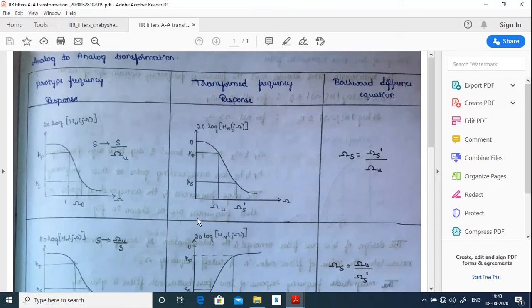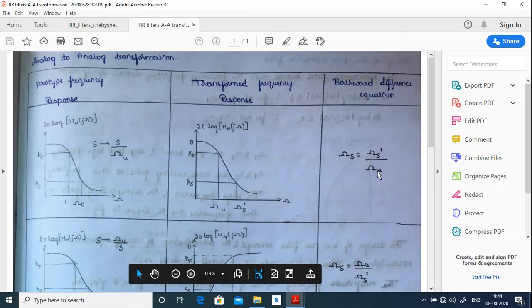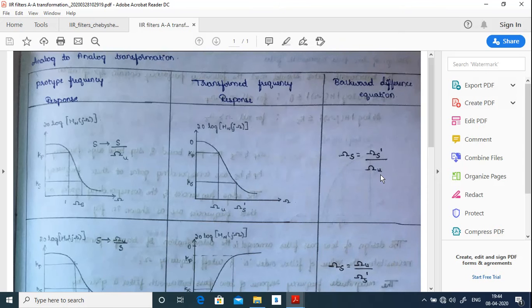Have they given you omega u as well as omega s dash, which is the upper cutoff frequency and another frequency corresponding to stop band gain? Yes, of course, they have given you these values. So you can make use of this formula, that is omega s is given by omega s dash by omega u. As I already mentioned, in some cases they'll mention it as omega p. Both are one and the same. In that case, your omega s formula will become omega s dash by omega p. So if you substitute, you'll get omega s.